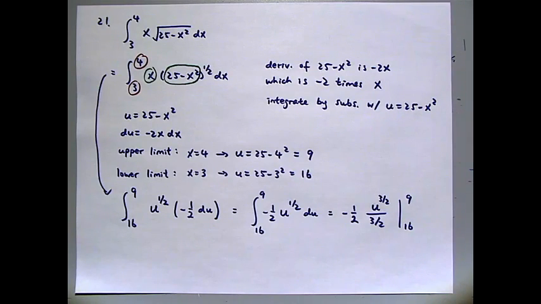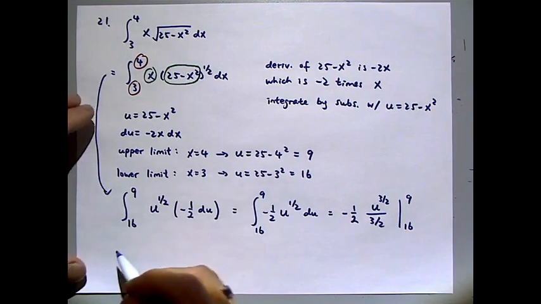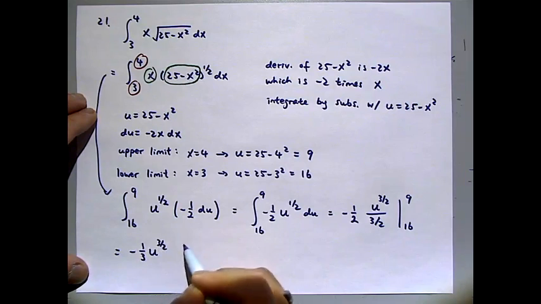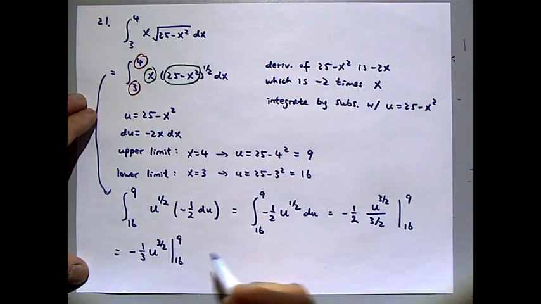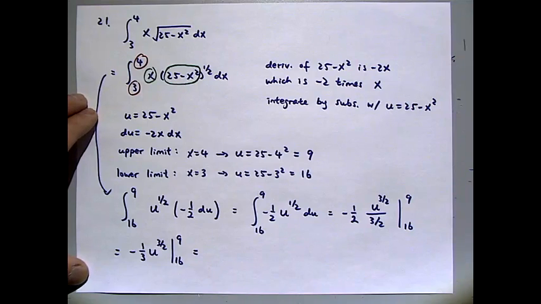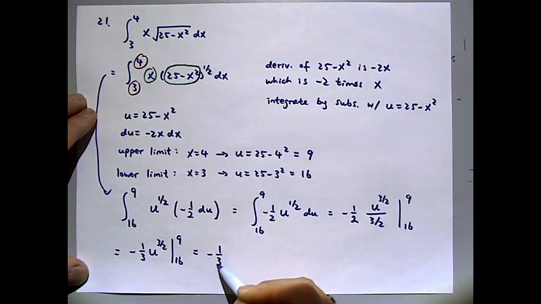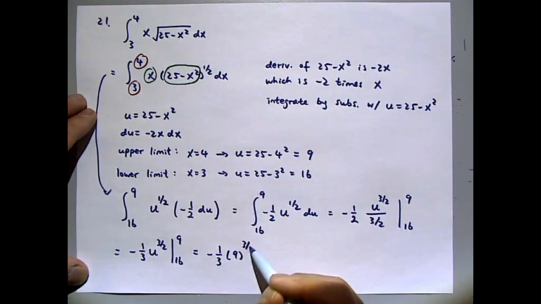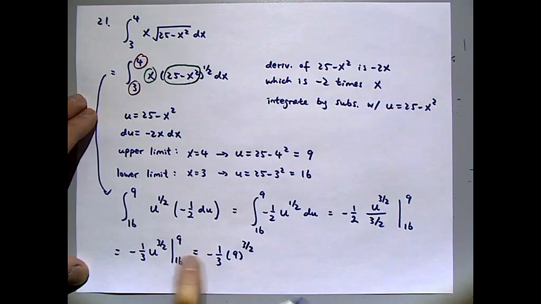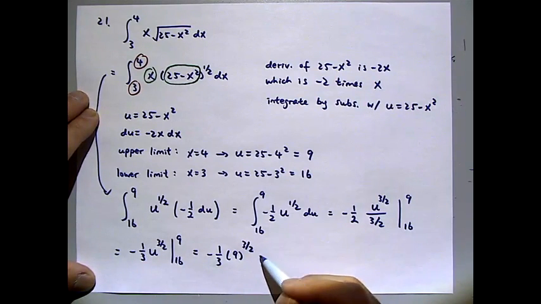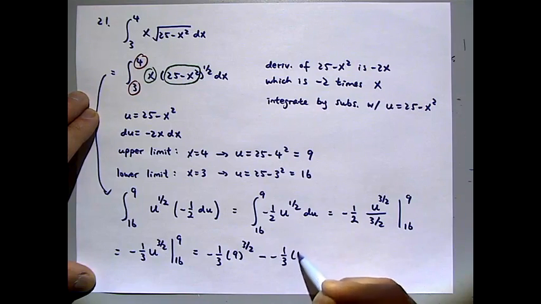This is dividing by a 3 over 2, so you're right. We're multiplying by the reciprocal, so that's 2 over 3. And that'll turn into negative 1 over 3, actually. Okay, so now we're putting 9 for u first. Watch the signs. This is what the thing would be if u is equal to 9. Subtracting away the same thing, including that negative sign, with u equal to 16.